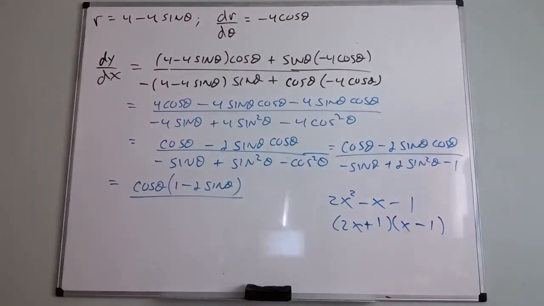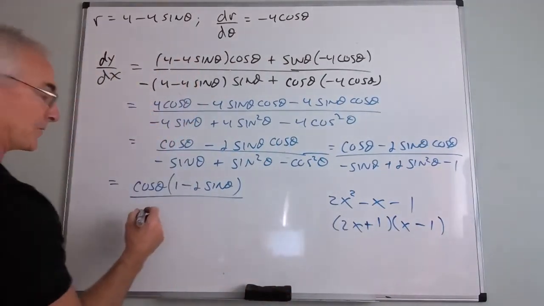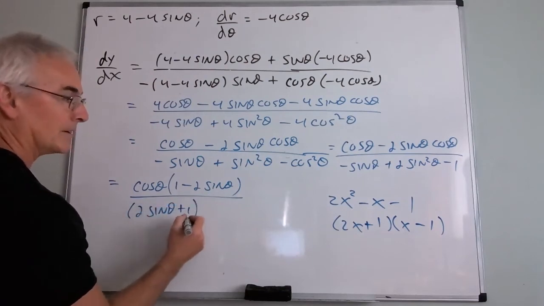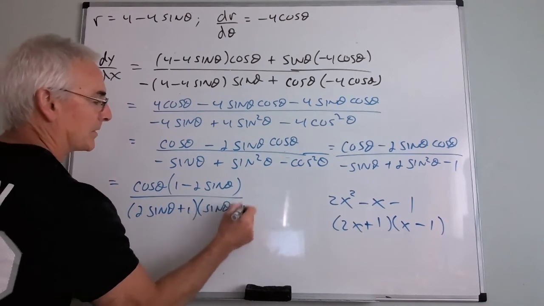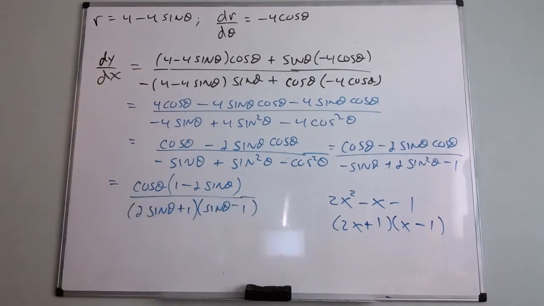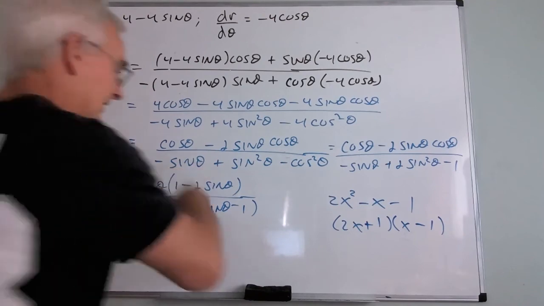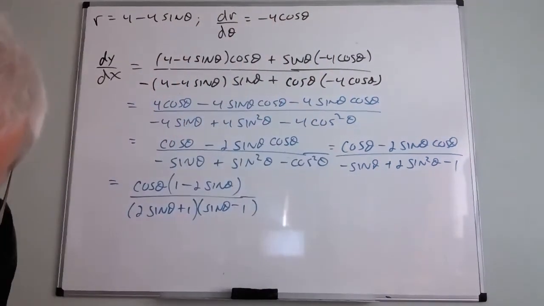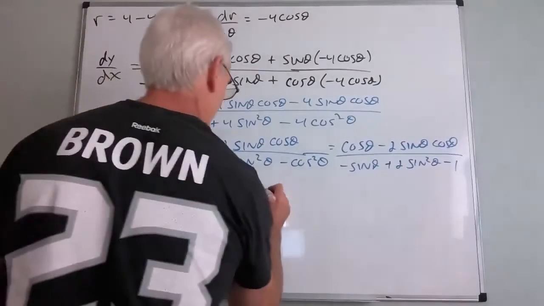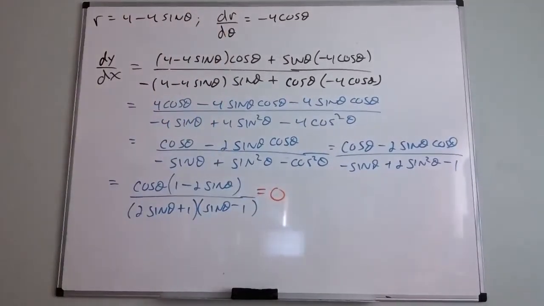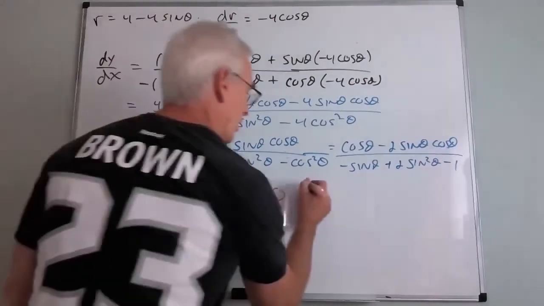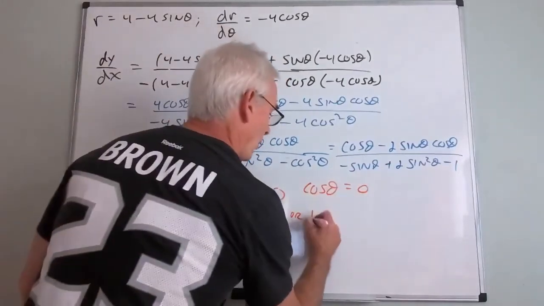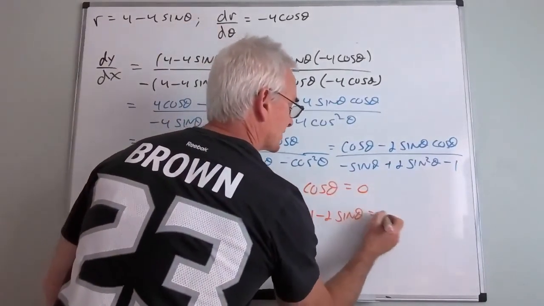Right? That was an easy factorization. So my denominator factors as 2 sine theta plus 1 times sine theta minus 1. Nothing's going to cancel here. And I'd like to know where this equals 0. When will this equal 0? Well, it's going to equal 0 when cos theta equals 0, or when 1 minus 2 sine theta equals 0.